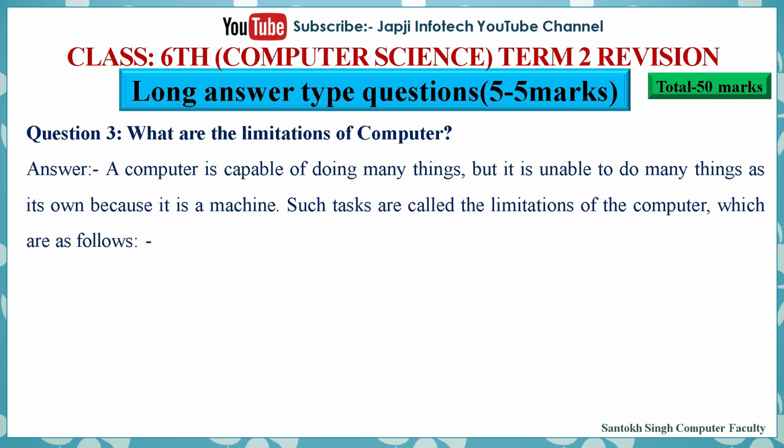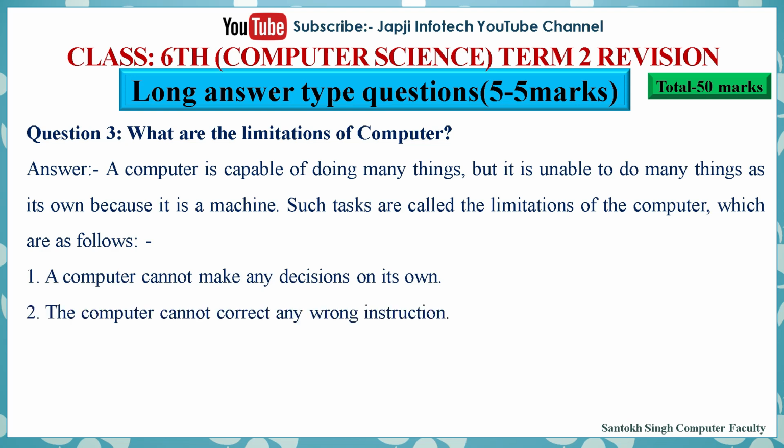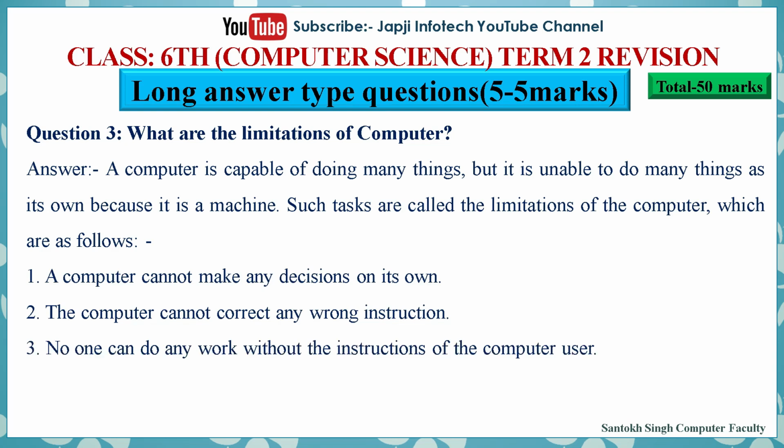A computer is capable of doing many things, but it is unable to do many things on its own because it is a machine. Such tasks are called the limitations of the computer, which are as follows. The first one is, a computer cannot make any decision on its own. The computer cannot correct any wrong instructions.